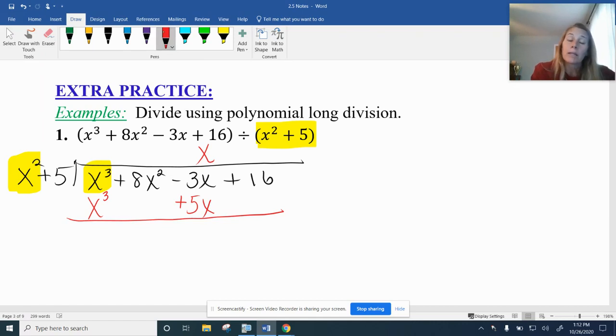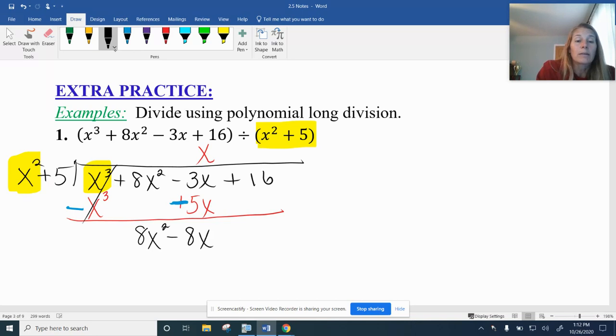If you wanted to make this x squared plus 0x plus 5 so that you don't mess anything up, you can certainly do that. It's not necessary, but it could be helpful for some people. Now I'm going to subtract any terms I have here, so both of these are going to be subtracted. The x cubes cancel. My 8x squared did not have anything to combine with, so it's just going to be basically written down again. And then the -3 and the -5 are going to be negative 8x. And then I'm going to carry down the next term.